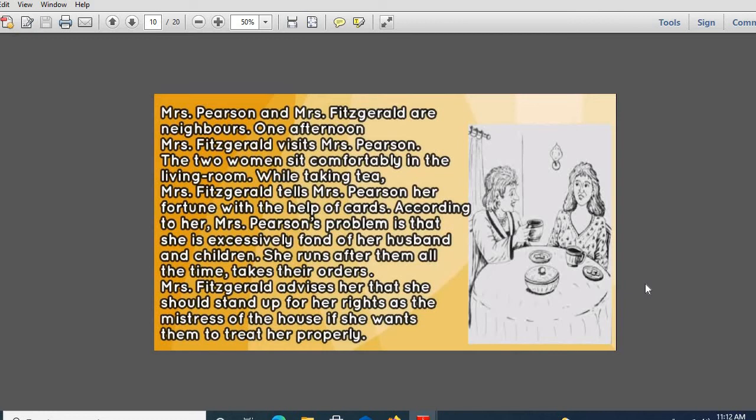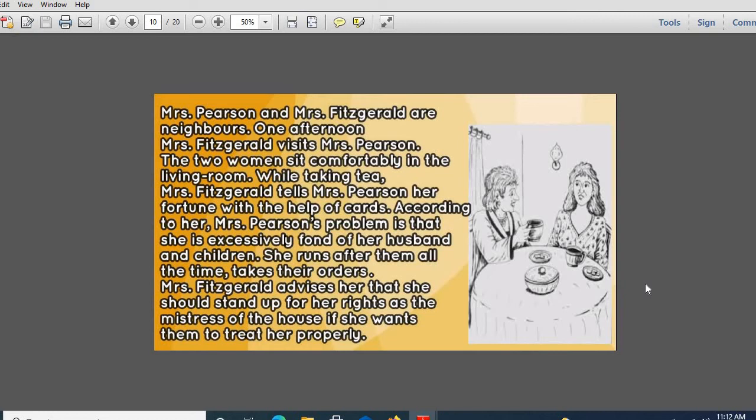That is what Mrs. Fitzgerald told Mrs. Pearson. But Mrs. Fitzgerald knew this at the back of her mind, and even Mrs. Pearson also knew this at the back of her mind, that it is easier said than done. Because Mrs.